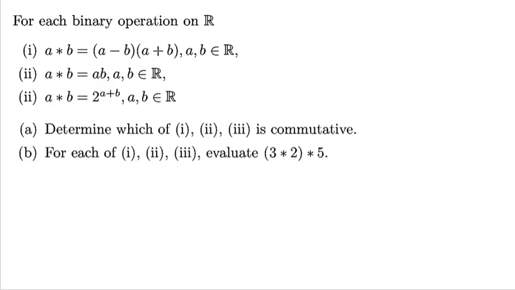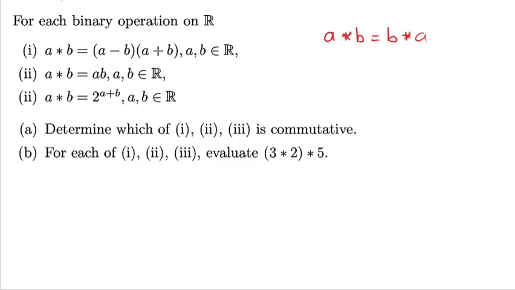For each binary operation on real numbers, so we have these three binary operations, we've been told to determine which of 1, 2, 3 is commutative. Now, to start with, the definition of commutativity is that A star B must be equal to B star A. If you think of it in terms of values, think of it as 2 plus 5 must be equal to 5 plus 2.